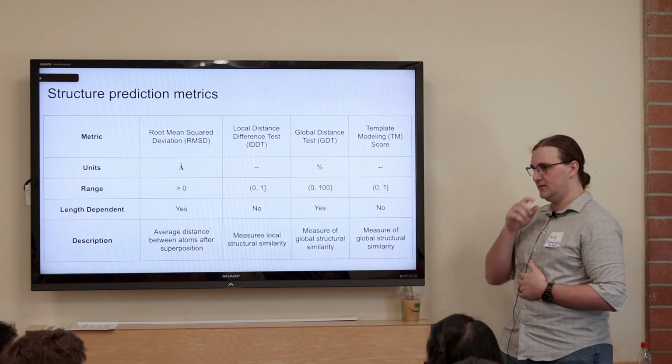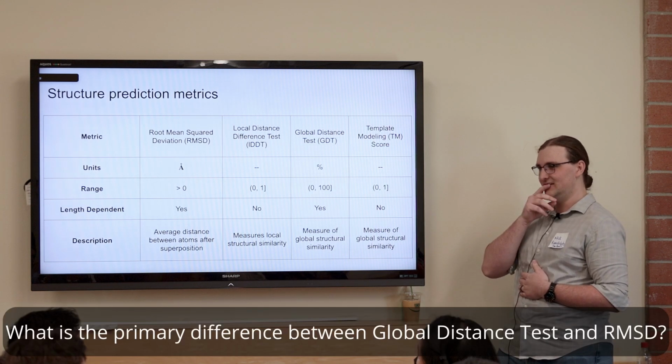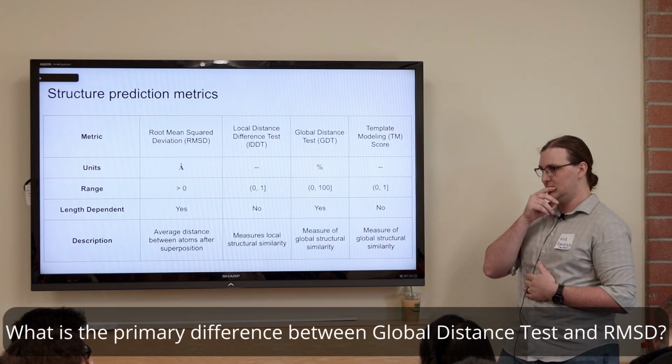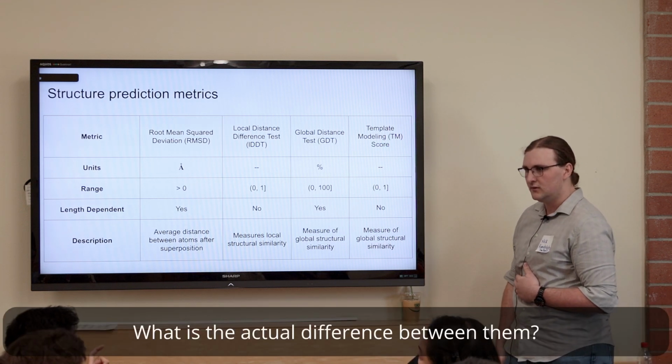And what's the... Oh, sorry. What did... I'm sorry. What is the primary difference between RMSD and global distance test? Sorry, what is the actual difference between?